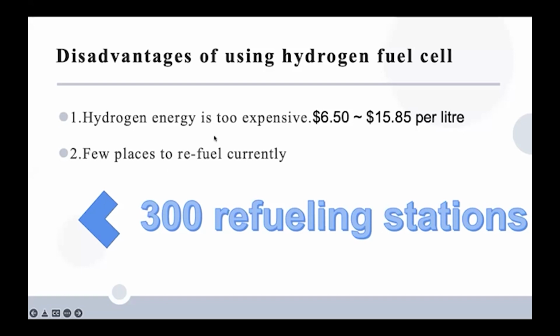The first one being that hydrogen energy is too expensive. Hydrogen will cost no less than $5 per gallon of gasoline equivalent, and in most schemes will cost far more. The second is that few places have refueling stations. There are relatively few places to refuel currently, so hydrogen cars are currently sold in restricted states and regions which have hydrogen refueling stations, such as California, Germany, and Japan. Currently, there are no more than 300 refueling stations worldwide.